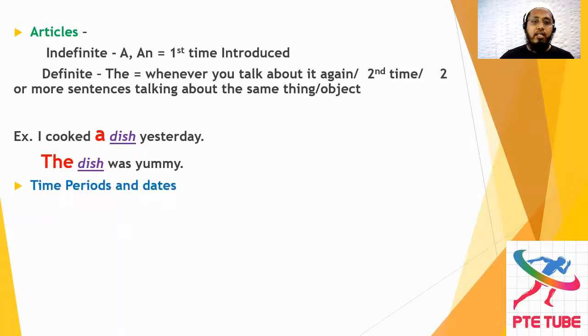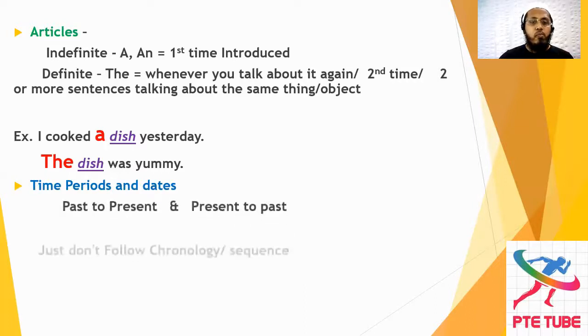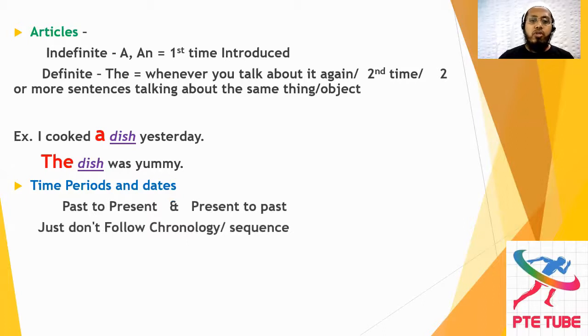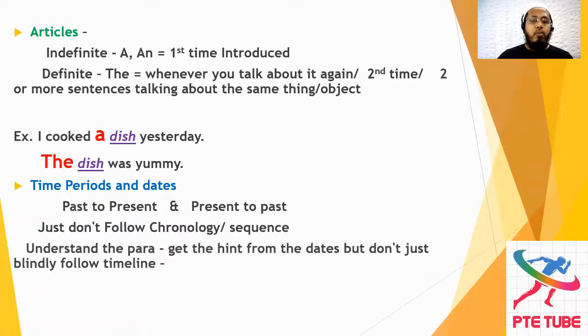Time periods and dates, again, are an important thing to make note of, whether the dates are from past to present or from present to the past. The paragraphs are formed either way. We don't always follow the chronology. There is no such rule that things should always come from past to present. There are a few paragraphs wherein we see things going backwards as well. In the first sentence, we discuss something related to the present and we go back to the past. That you need to take care of. We just need to take a hint from those dates and then decide whether I should go in ascending order or descending order.